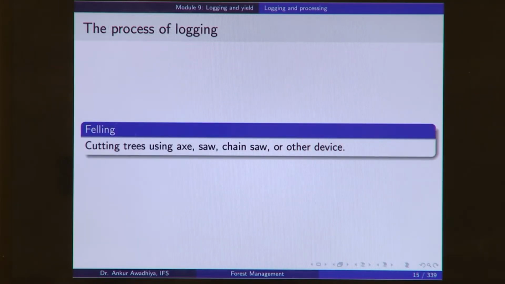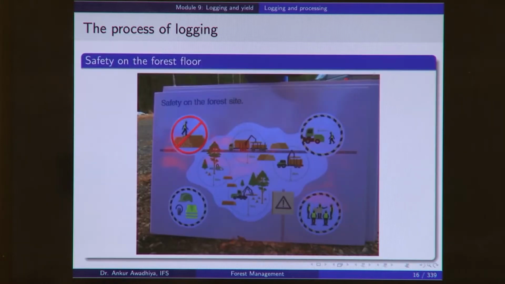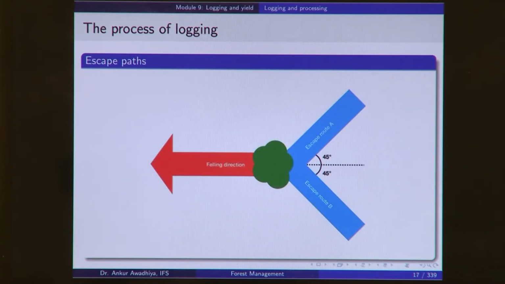Then felling is done using axe, saw, chainsaw, or other devices. The most important factor is safety on the floor, and especially the distances that need to be maintained from different equipment and also from the falling tree. So we decide on the escape paths, which are typically 45 degrees to the back of the felling. We decide on 2 escape paths for every tree.